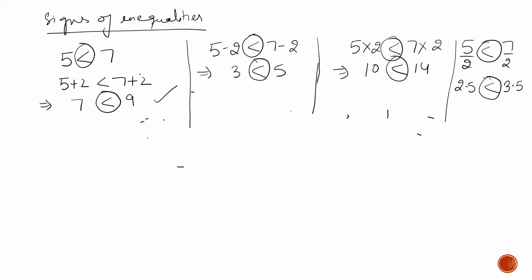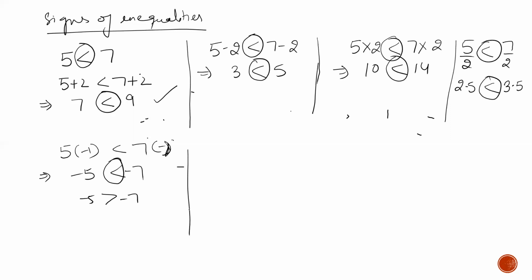What if I multiply a negative sign to both sides? Let's see. If I multiply with minus to both sides, I get minus 5 less than minus 7. Here, the sign changes. Yes, the sign reverses. Why? Because minus 5 is greater than minus 7. So what does that mean?